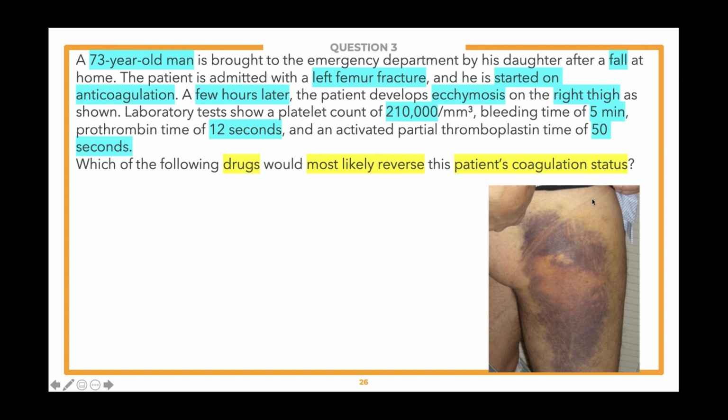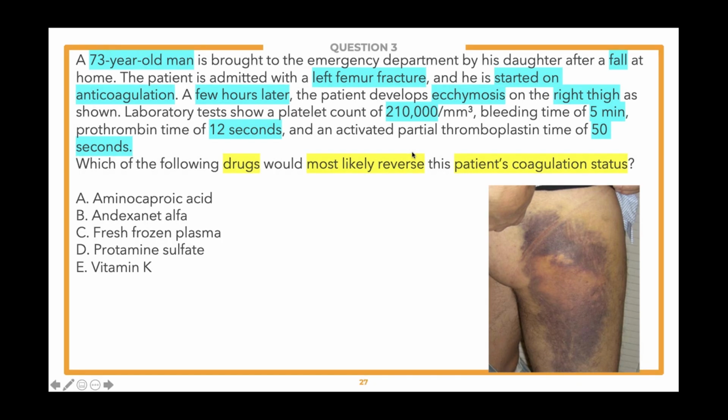So which of the following drugs would most likely reverse this patient's coagulation status? Look at that picture there. What do you think is going on over here? And how do we fix it? Answer choice E, vitamin K. Answer choice D, protamine sulfate. Answer choice C, fresh frozen plasma. B, andexanet alfa. And A, aminocaproic acid. And with that, I believe Jeff's gonna open up that poll and let's try to knock this last question out of the park.